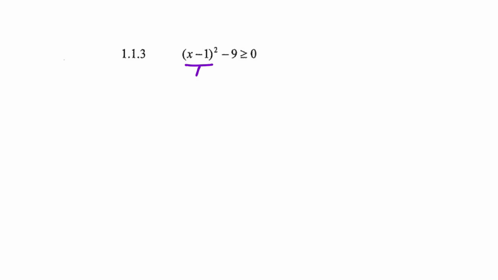So naturally, we want to multiply out those brackets. So when I expand, I have x squared minus 2x plus 1 minus 9 is bigger or equal to 0. Then I add my like terms together, and that is x squared minus 2x minus 8.